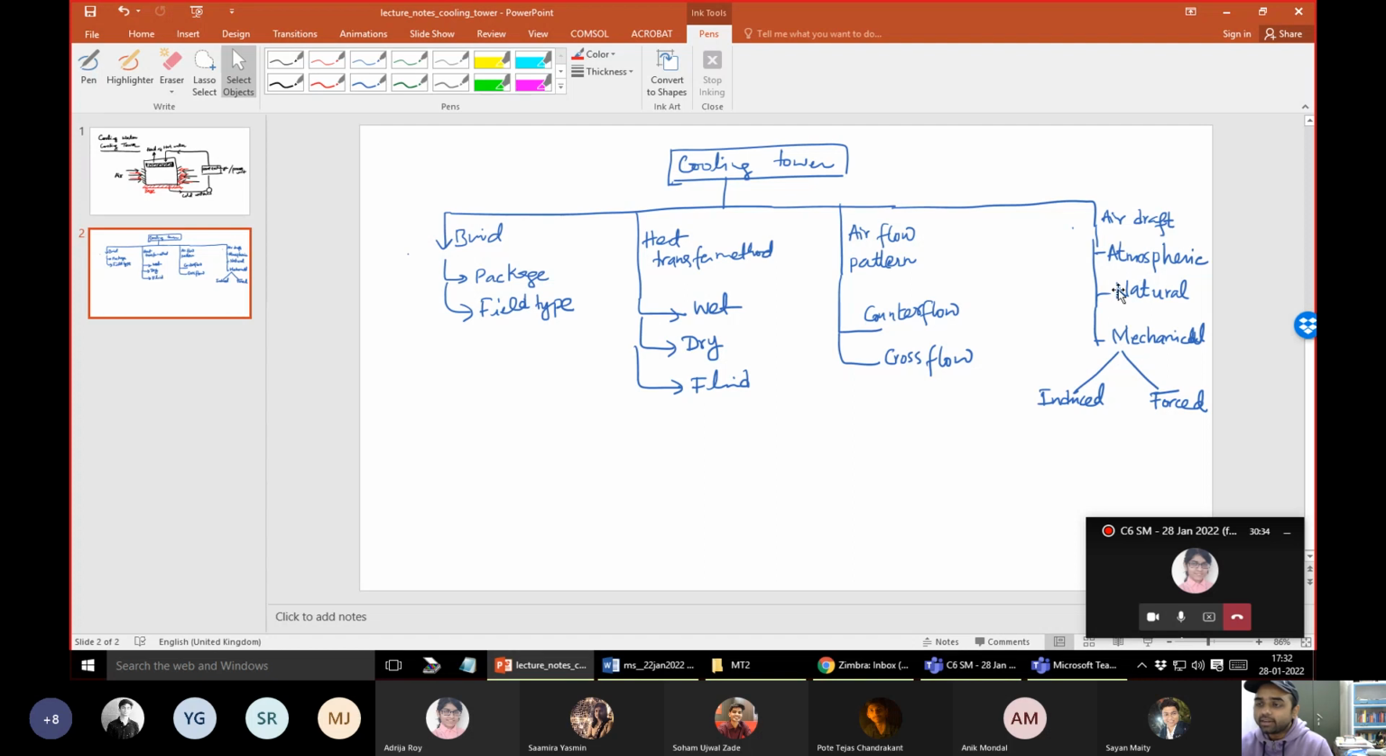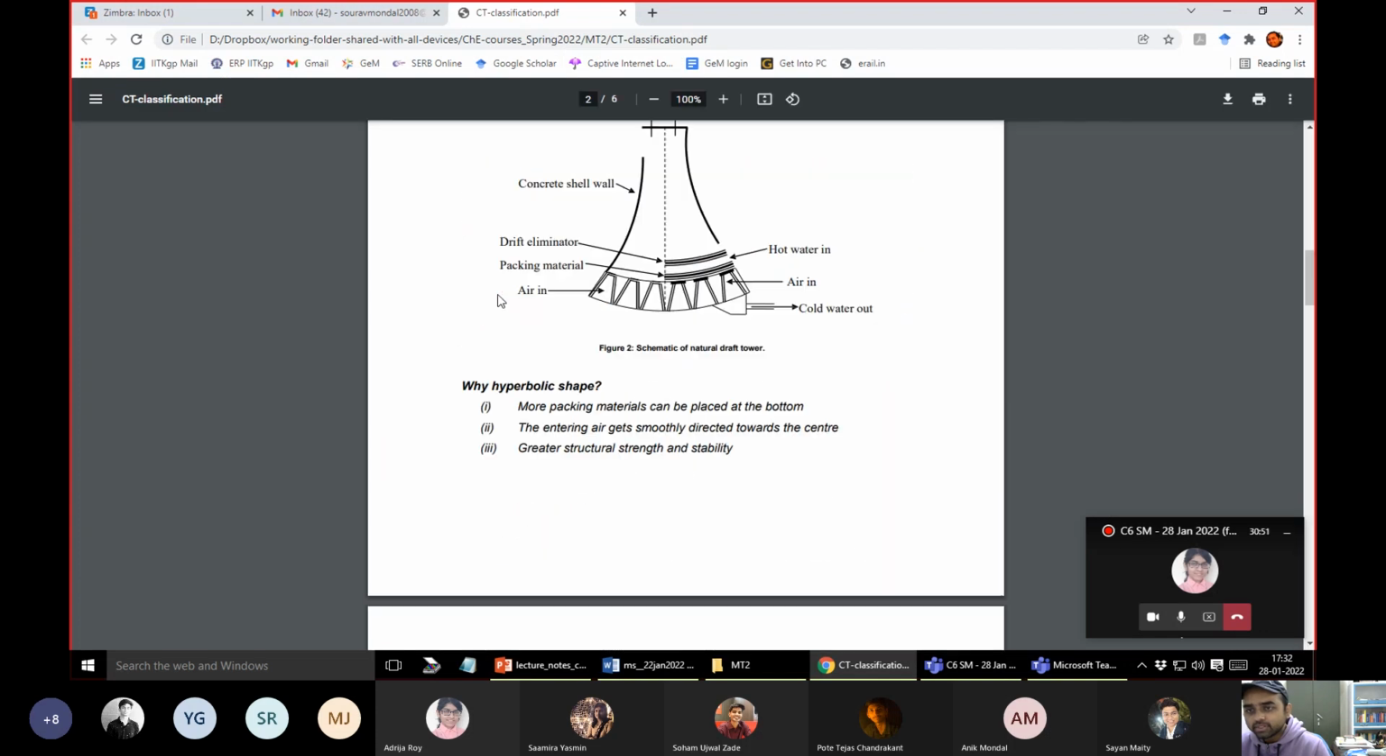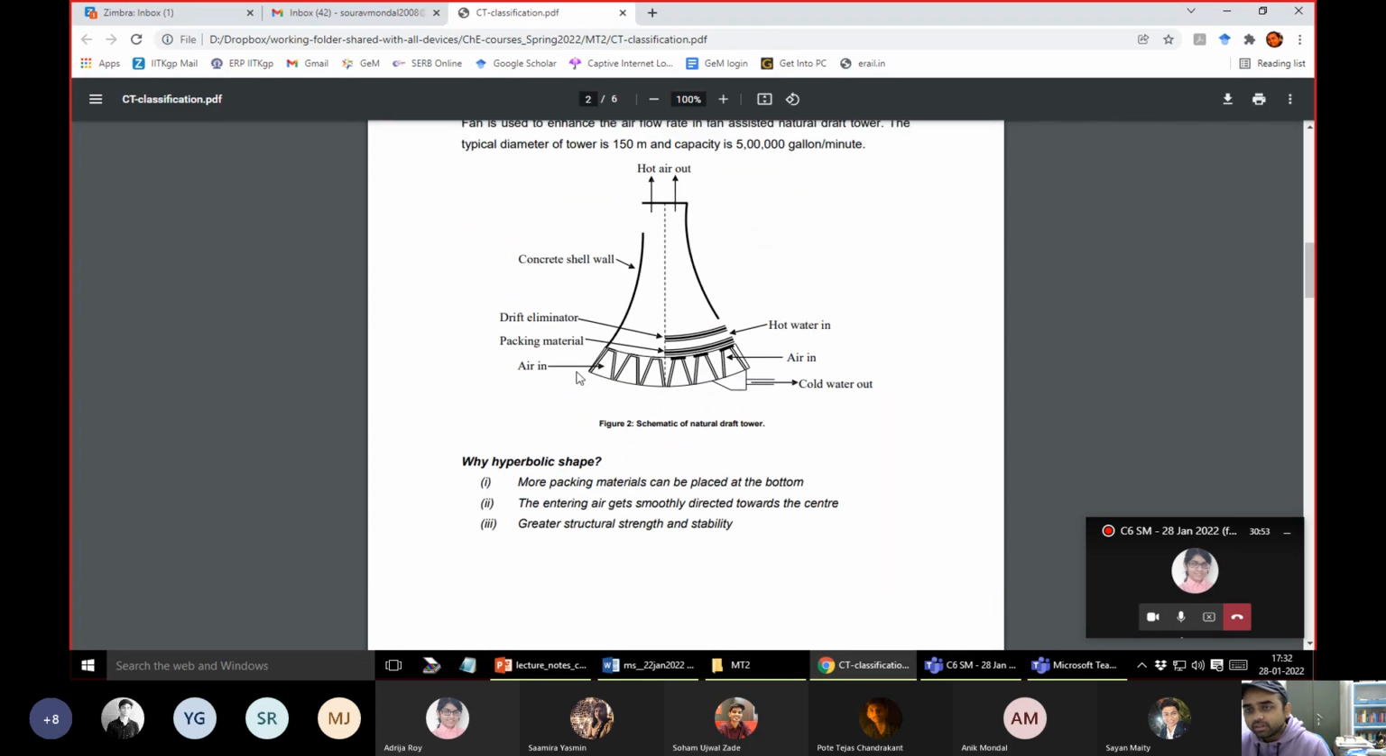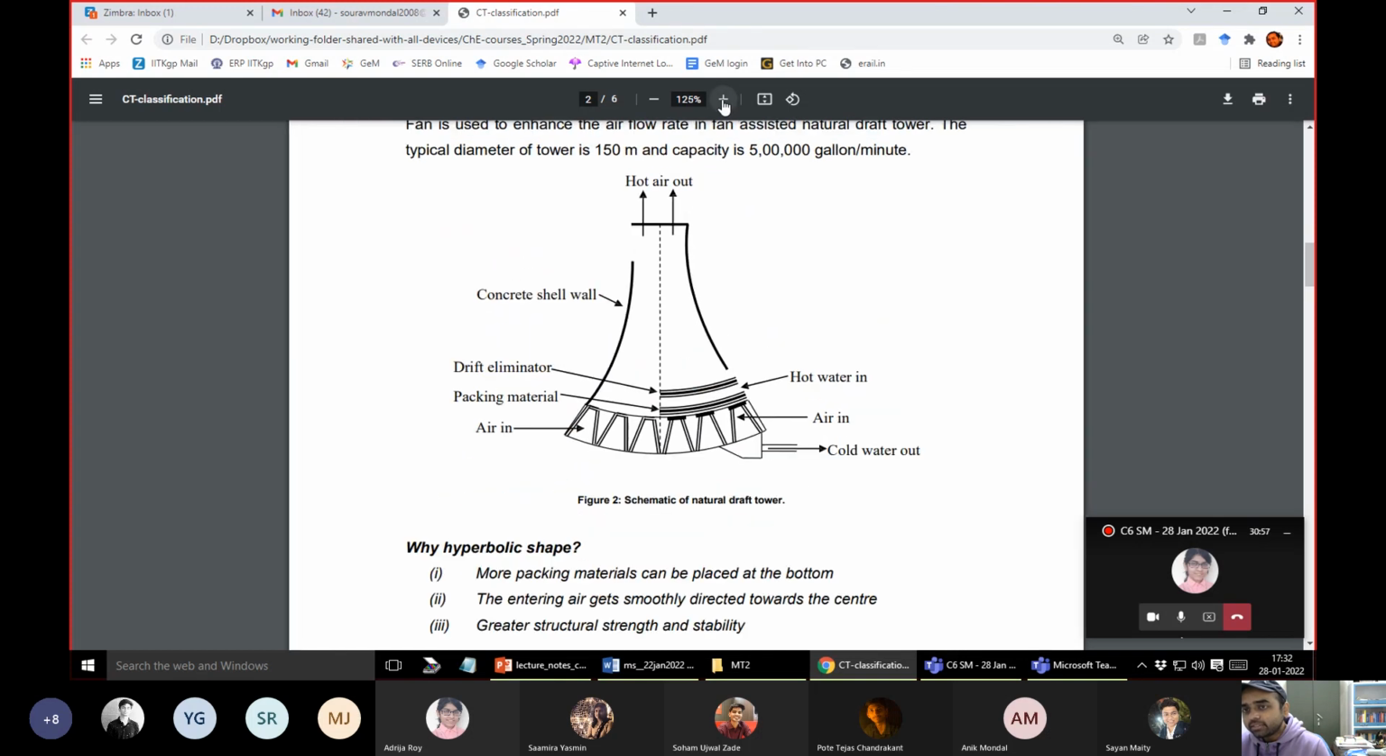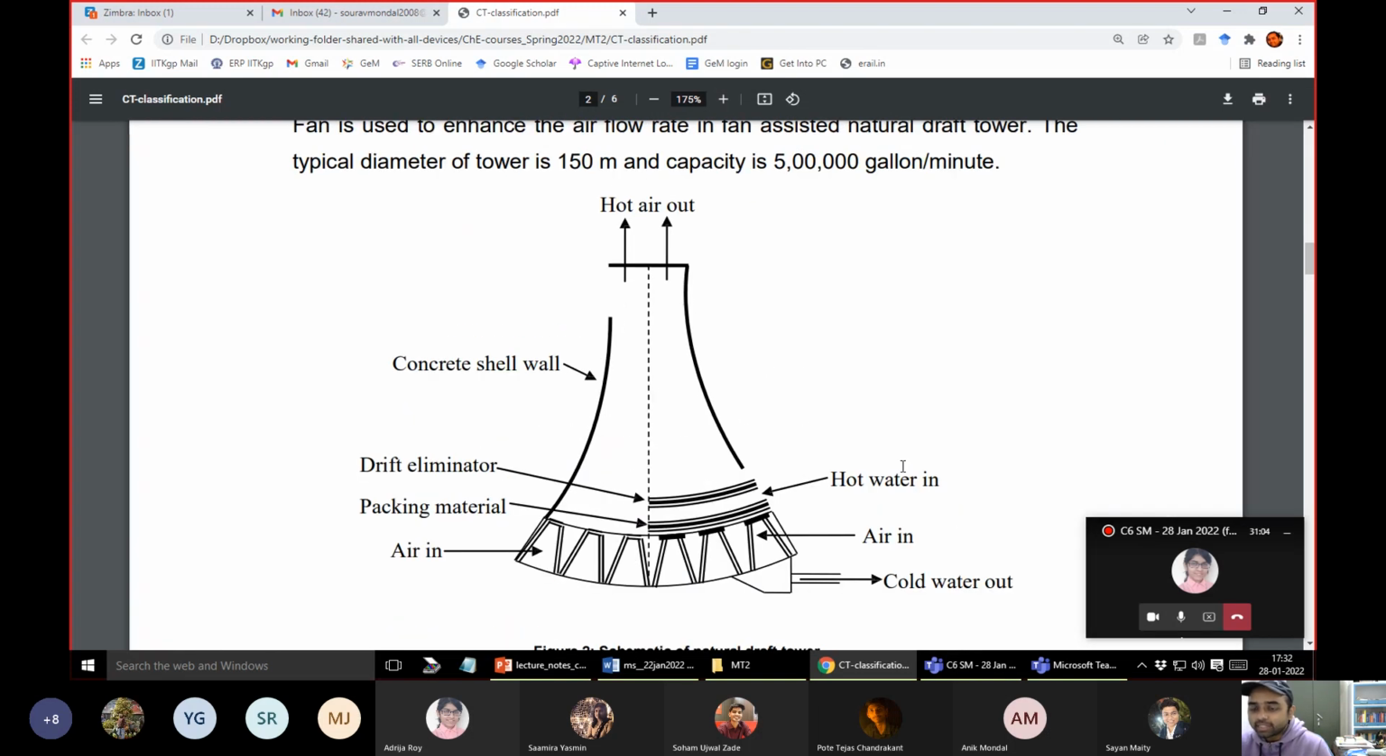Now coming to the air draft mechanism, you have the atmospheric, natural, and then the mechanical induced or forced draft. Let me just quickly show you some pictures of the atmospheric draft. This is the natural draft. In the case of the atmospheric draft and the natural draft, if you can see this picture on your screen, this is a picture of the natural draft.